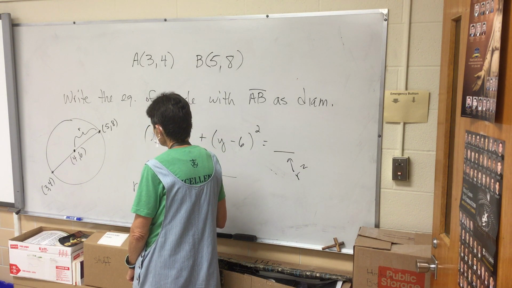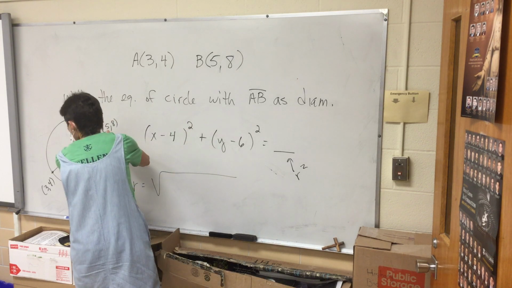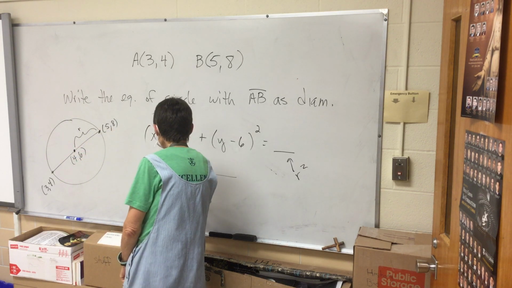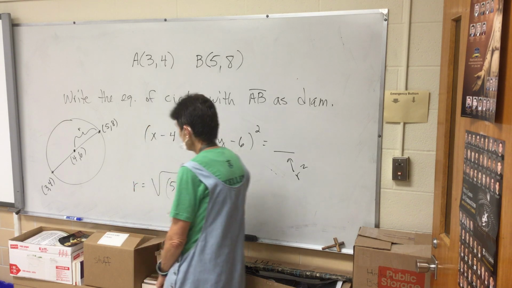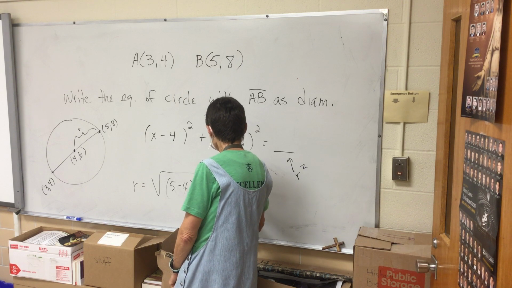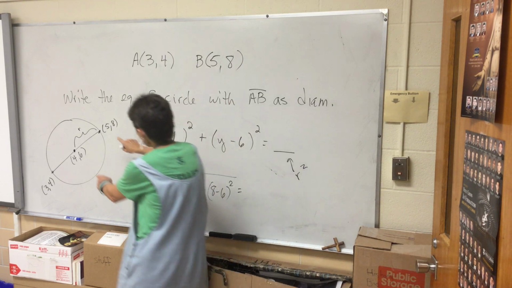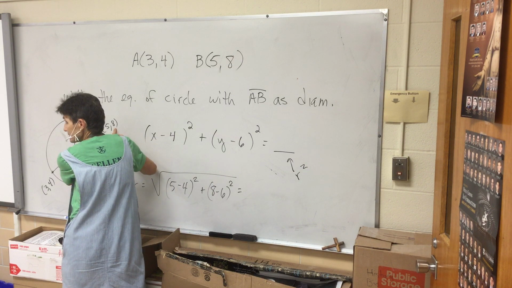8 minus, or no, 8 minus 4 squared. Be careful, you've got to be x minus x. So it's going to be 5 minus 4 squared. Keep your x's together. And 8 minus 6 squared. So 5 minus 4 and 8 minus 6.